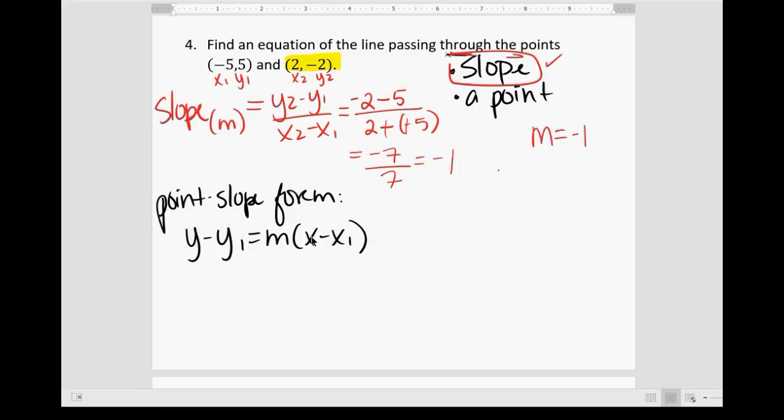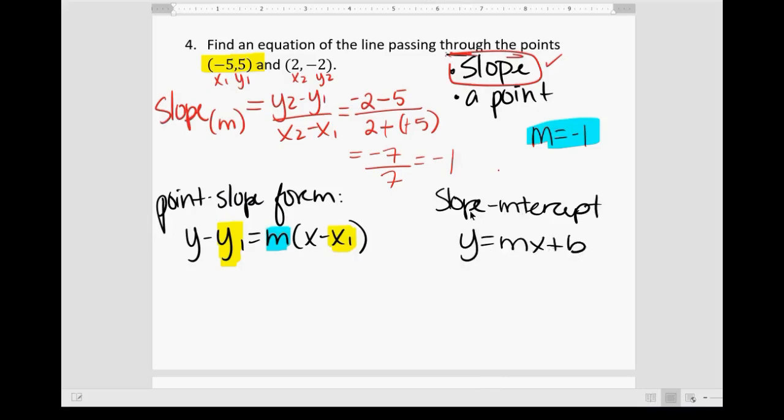Alright? X1 is not the same thing as x. So I don't want you to think I have to use this first point. But I am, just to make it consistent, just so you guys kind of know where everything came from. Alright? So I'm going to plug in my x coordinate, my y coordinate, and I'm going to plug in my slope that I found, and I'm going to simplify, and I want to put my final equation into slope-intercept form. So remember, slope-intercept form is y equals mx plus b.